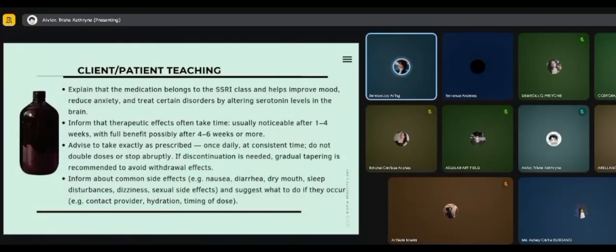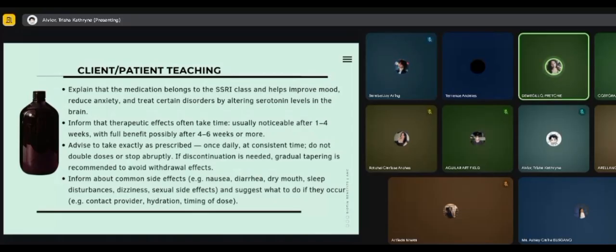Thank you, Miss Costora. Now let's proceed to Miss Dimihilio. For patient teaching, we must emphasize several points. Sertraline does not work immediately. Full effects may take 1 to 4 weeks. Take medication consistently at the same time every day.